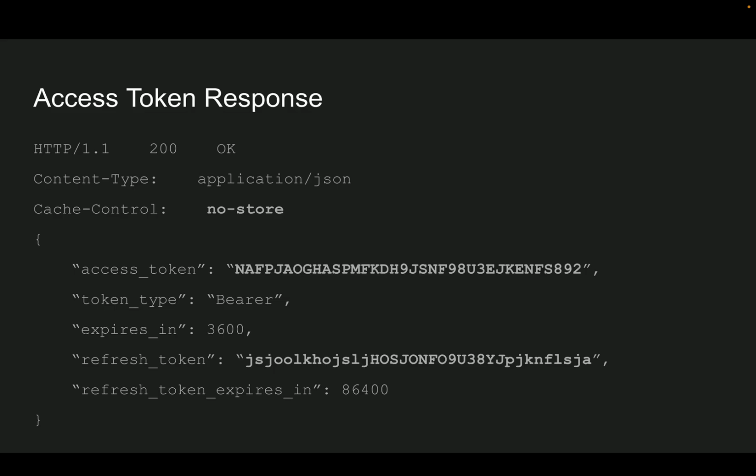So we include the refresh token as well. Then we may include refresh token expires in. This is the number of seconds after which the refresh token will expire. In that case, the client application needs to reinitiate the auth flow. Now, some authorization servers allow the refresh token to not expire. In that case, we will not see the last parameter.